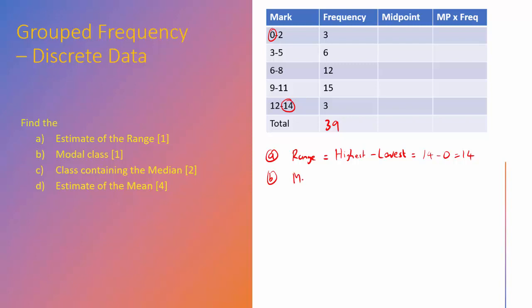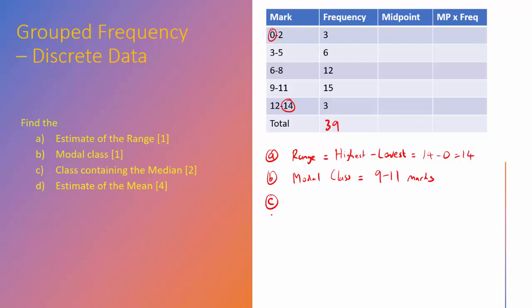Question B, the modal class. So which is the most common class? So we are looking for the class with the highest frequency. So the highest frequency I see is 15, and that class would be 9 to 11 marks. So the modal class is 9 to 11 marks.